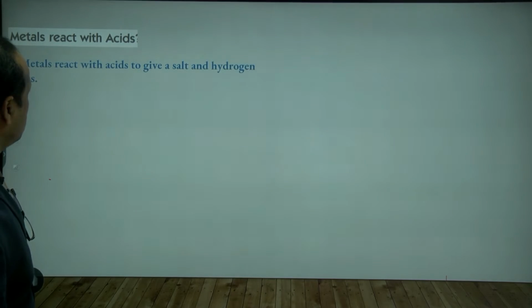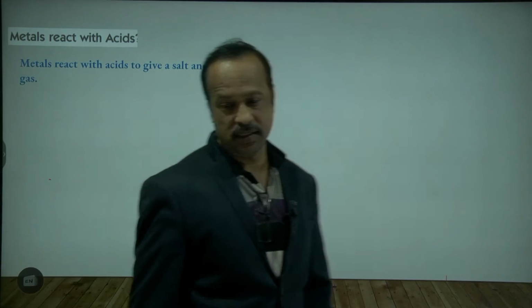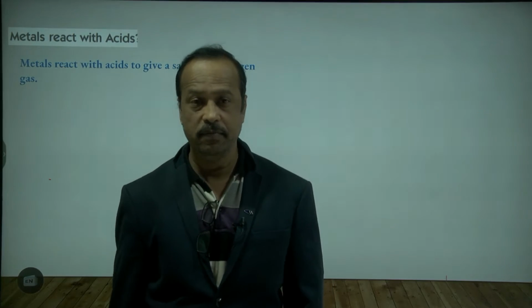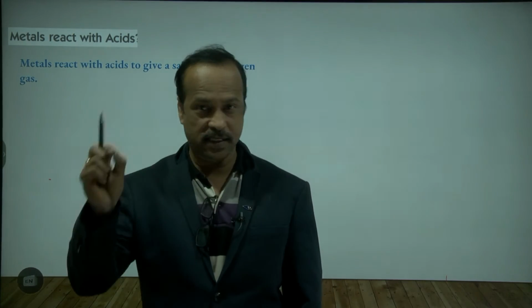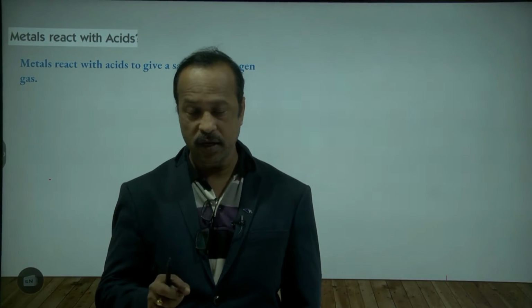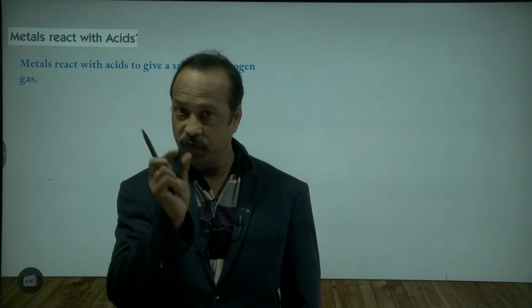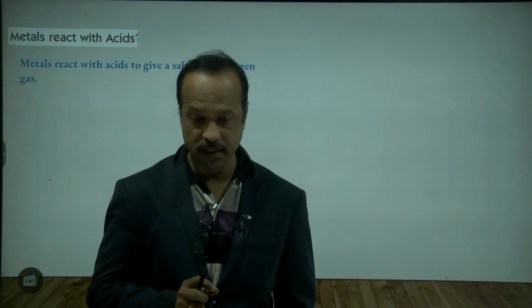Metal reaction with acids. Are we completed? No, sir. Okay, so the next one is metals react with acids. So, reaction of metal with acids. When metals react with acids, they displace the hydrogen from the acid and form the salt, along with which hydrogen gas is liberated.